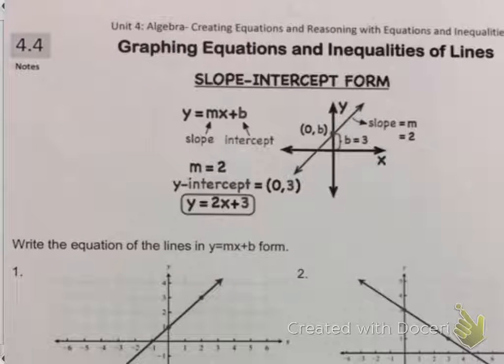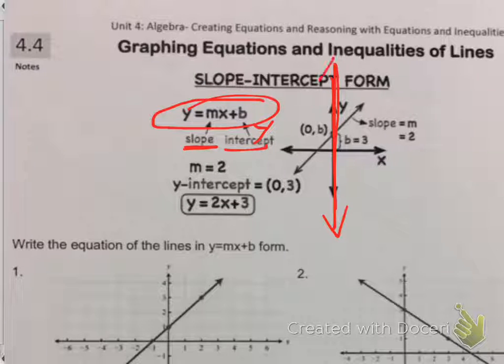This is Note-Taking Guide 4.4. We're graphing equations in slope y-intercept form. So just a reminder what slope y-intercept form is. It's in the form y equals mx plus b, where m is your slope and b is your y-intercept. The y-intercept tells you where your graph crosses the y-axis, and it is our starting point on our graph.